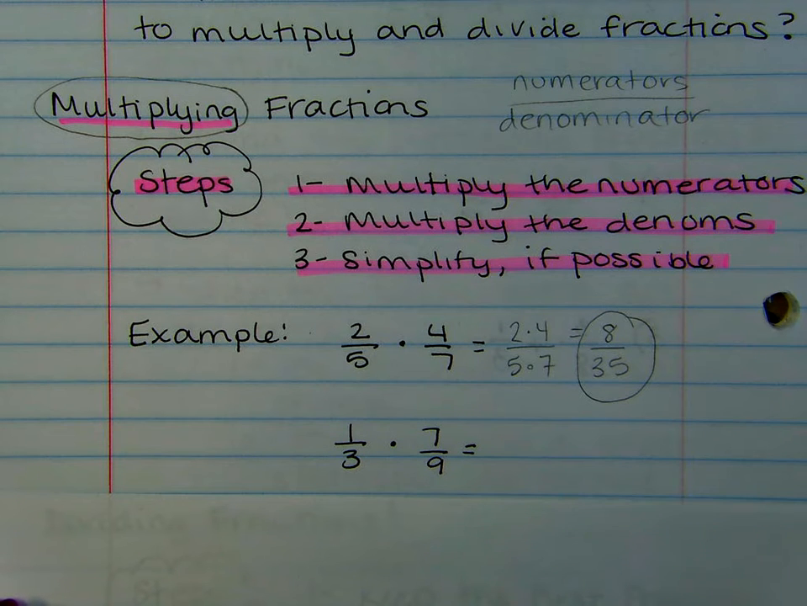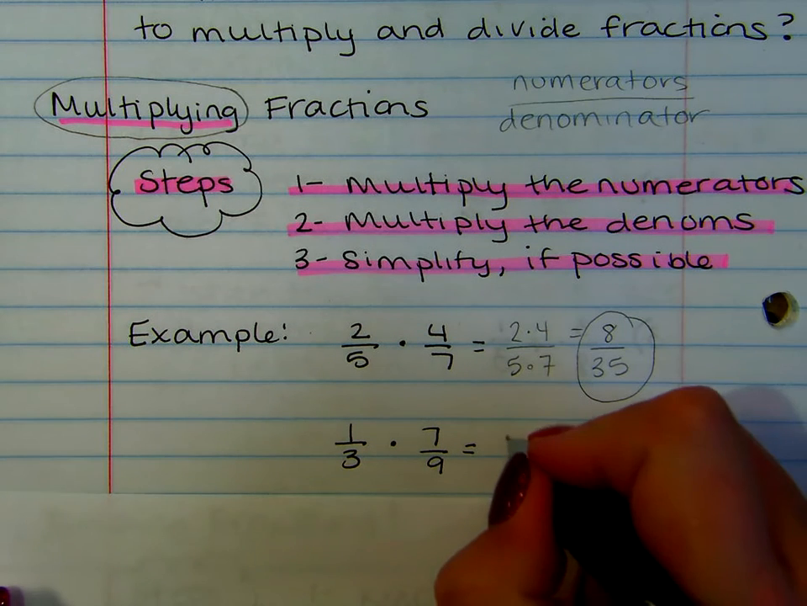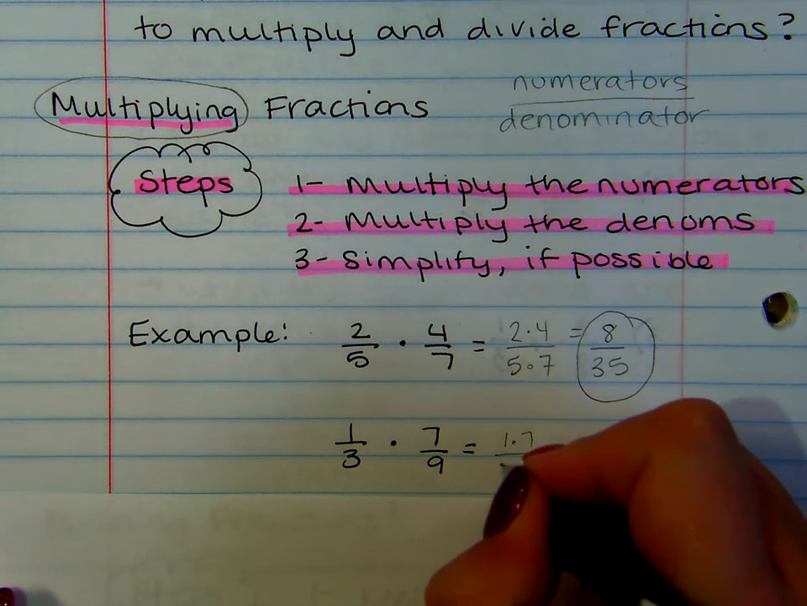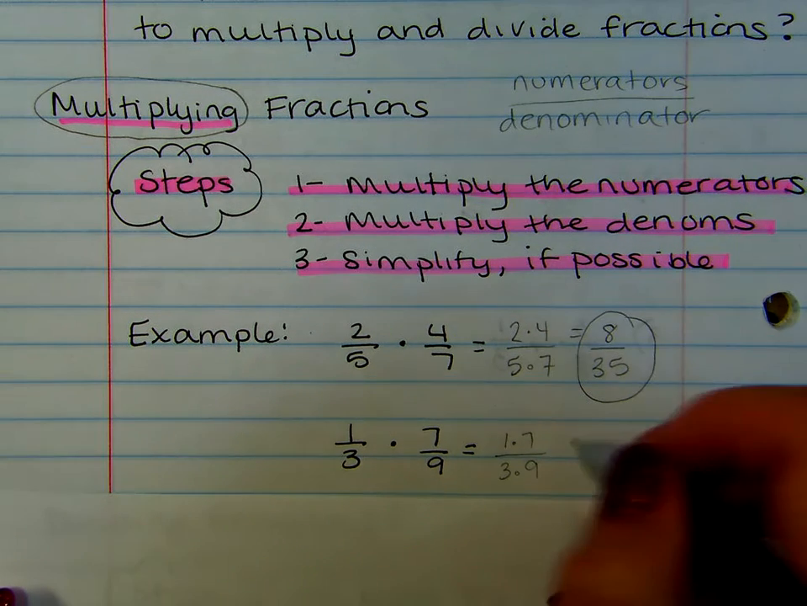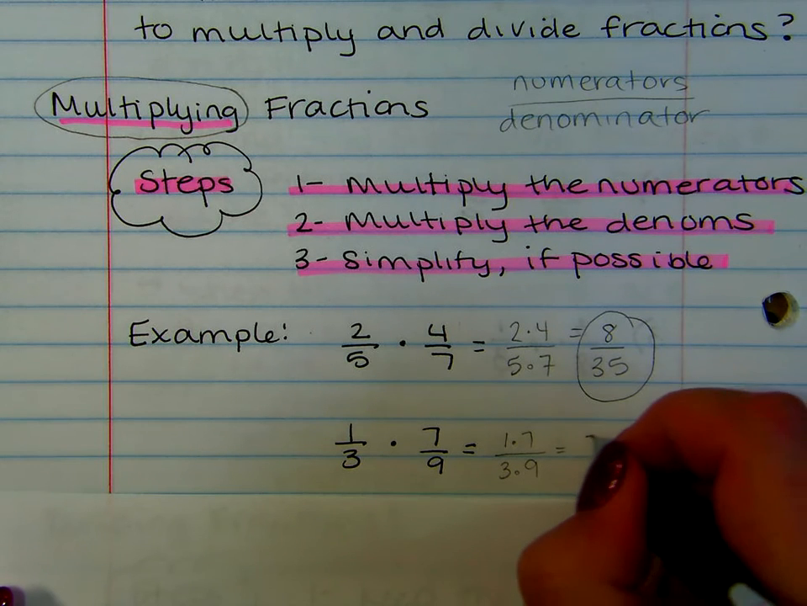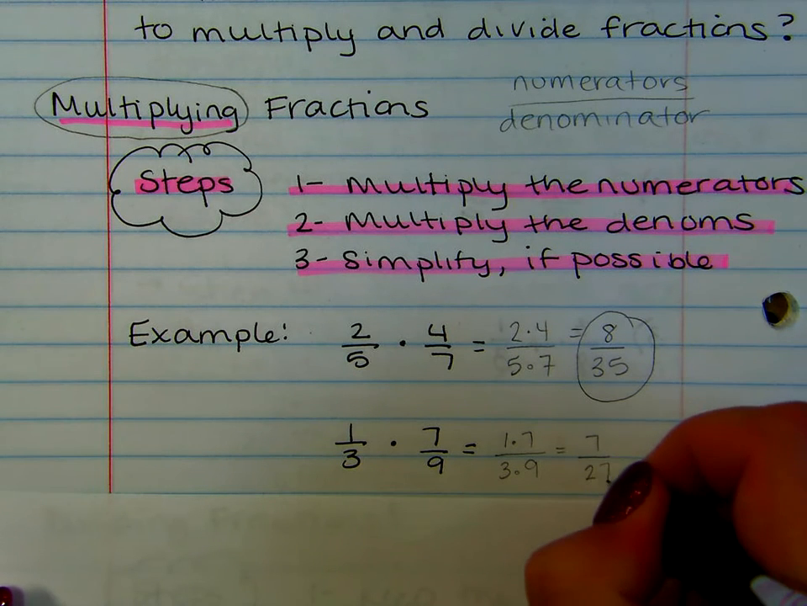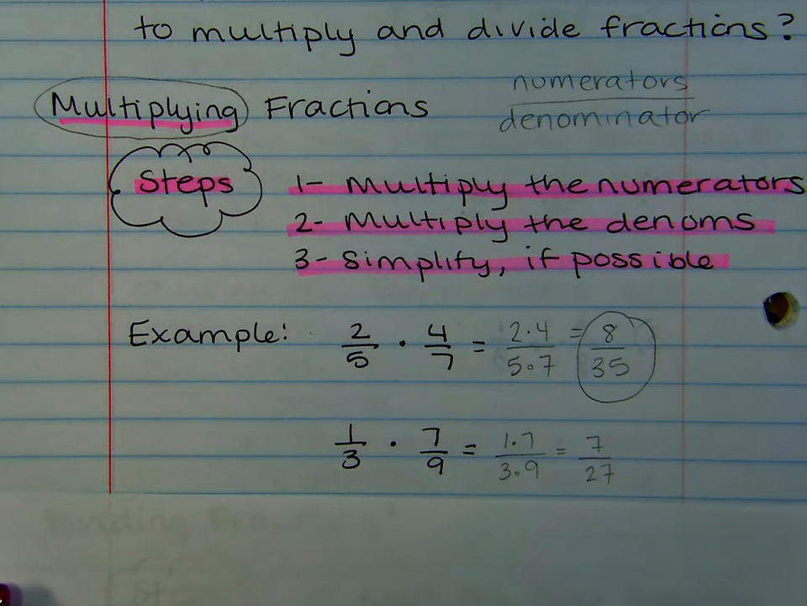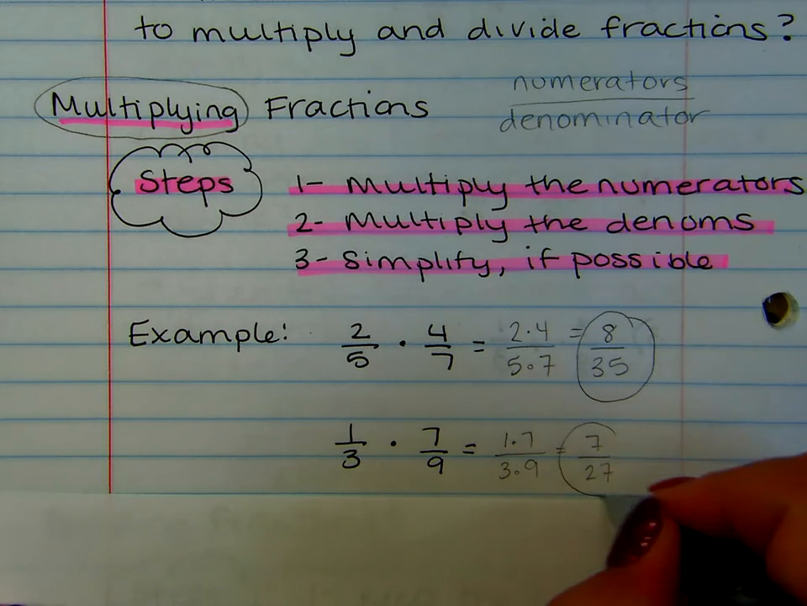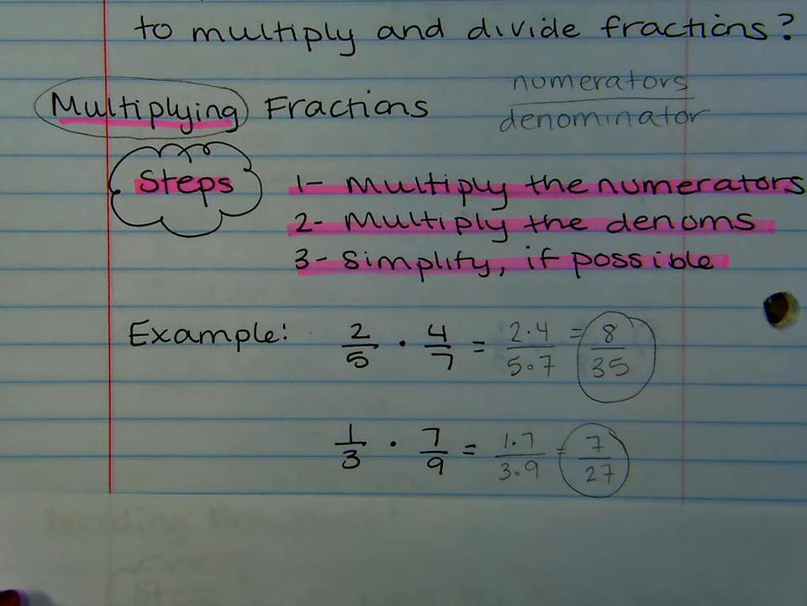Once again, we're going to go ahead and multiply the numerators, and we're going to multiply the denominators, and then we're going to simplify. So I'm going to go 1 times 7 over 3 times 9. 1 times 7 is 7. 3 times 9, well, that's 27. 7's a prime number, so only 1 and 7 can go into it. Can 7 go into 27? No, it can't. So therefore, 7/27 is our final answer.